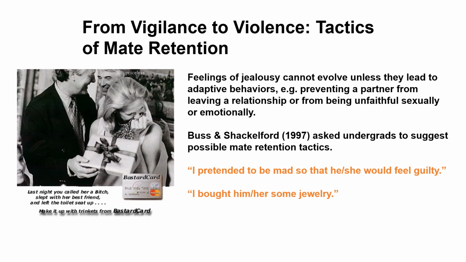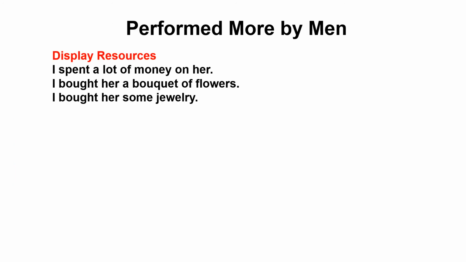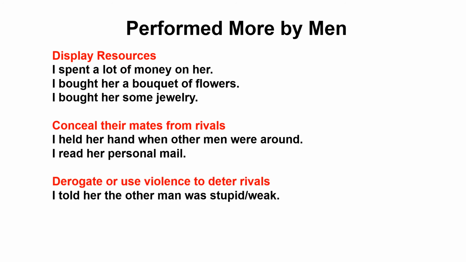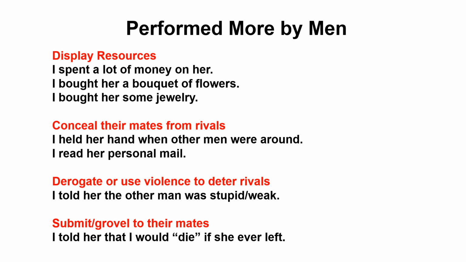There's a long list of mate retention tactics. We'll look at some of those here, and I'll talk about some of my research that's been done on this topic. Let's look at some of those. Performed more by men: display of resources; concealing their mates from rivals, so things like holding hands and reading personal mail; derogating or use of violence to deter rivals, so talking badly about rivals, or even violence towards rivals; and the last one is submitting or groveling to their partner, telling their partner that they would die if she ever left them. Stuff like that. These are mate retention tactics that are performed more by men than women.